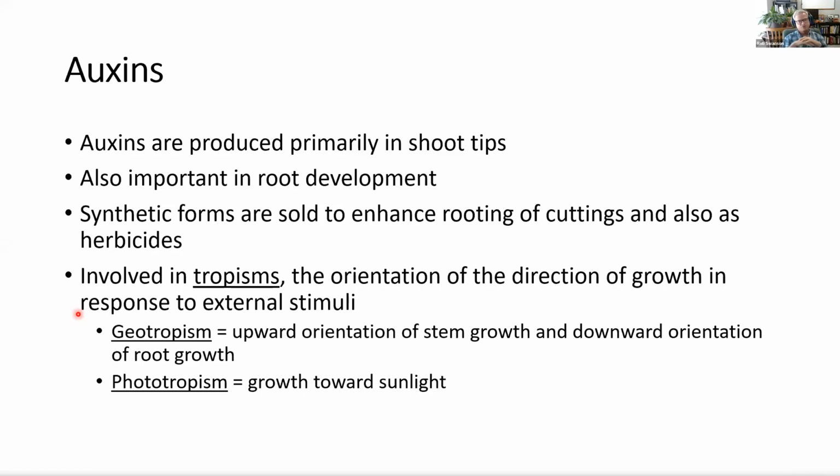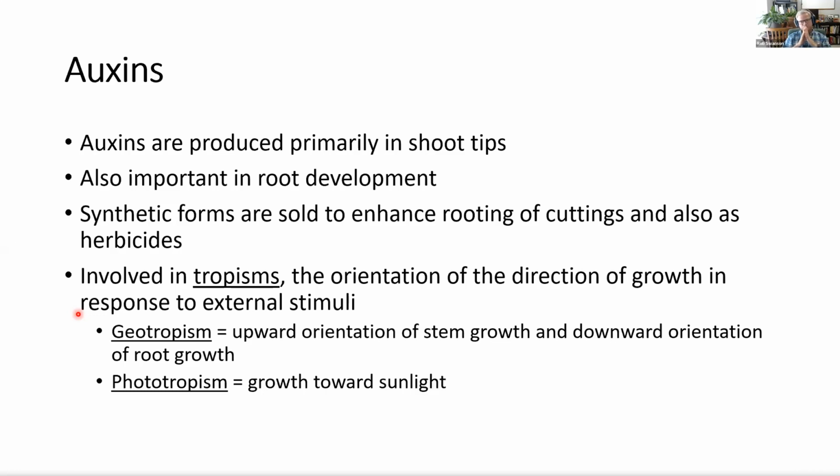Auxins are also involved in tropisms. This is the orientation of the direction of growth in response to an external stimulus. So geotropism is the upward and downward orientation. Remember, we talked about that acorn that was sending up some seed leaves and sending down a root, a tap root, to go check things out. So that's the fact that it knows which way to go: geotropism.